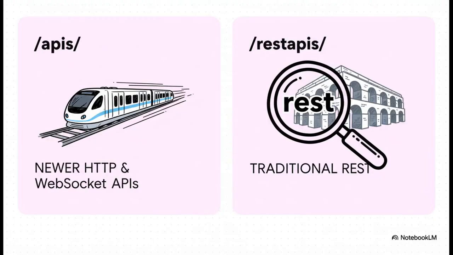And here's the big reveal. The difference is tiny, but it's everything. It all comes down to one little word in that resource path. If you're looking at an HTTP or a WebSocket API, you're going to see /apis/. If it's a classic REST API, you'll see /restapis/. That's it. That's your first major clue.